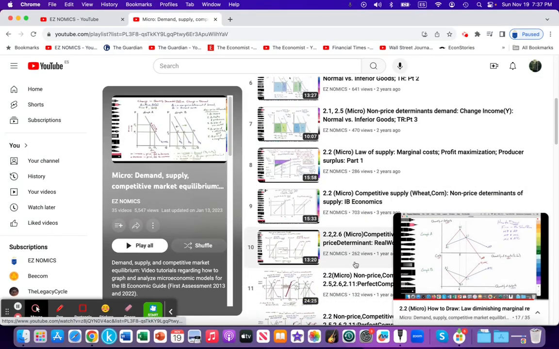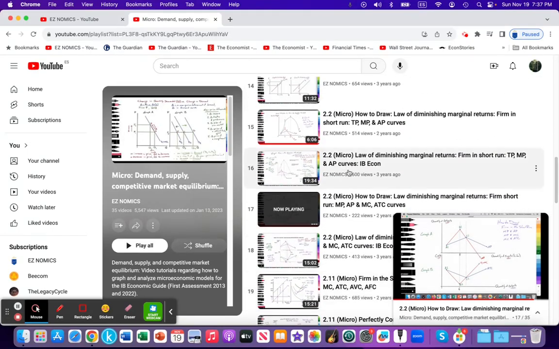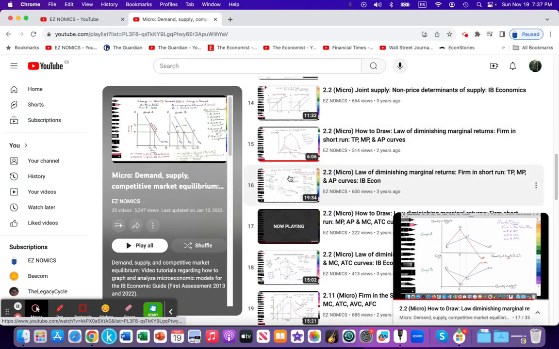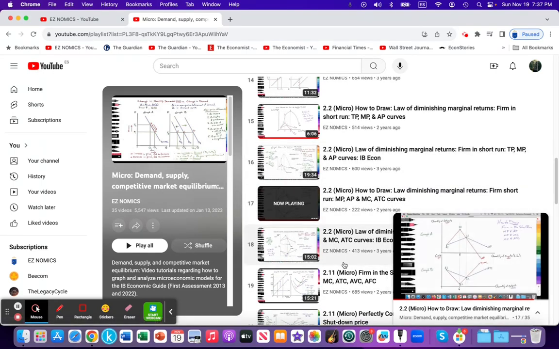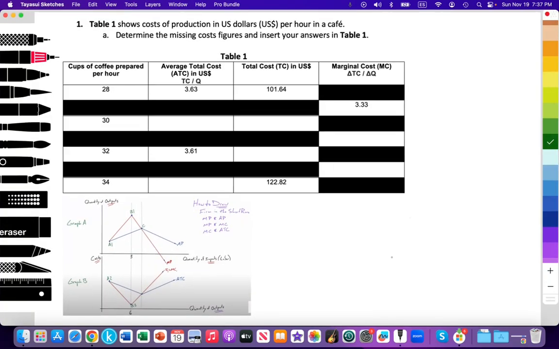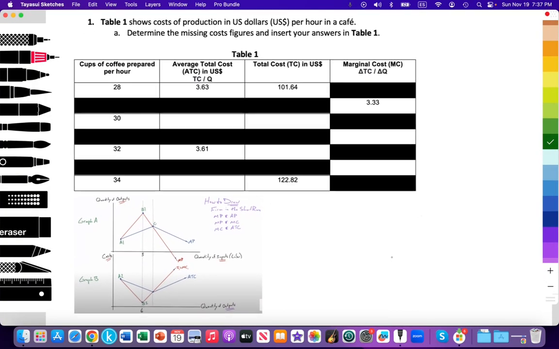So that's part of the playlist here, looking at total product, average product, and marginal product, and how that relates to the average product, marginal product, and average total cost, marginal cost curve. So these will be linked in the video notes below, and you can review that. So let's take a look at how that knowledge can be used in a quantitative sense on a paper 3.